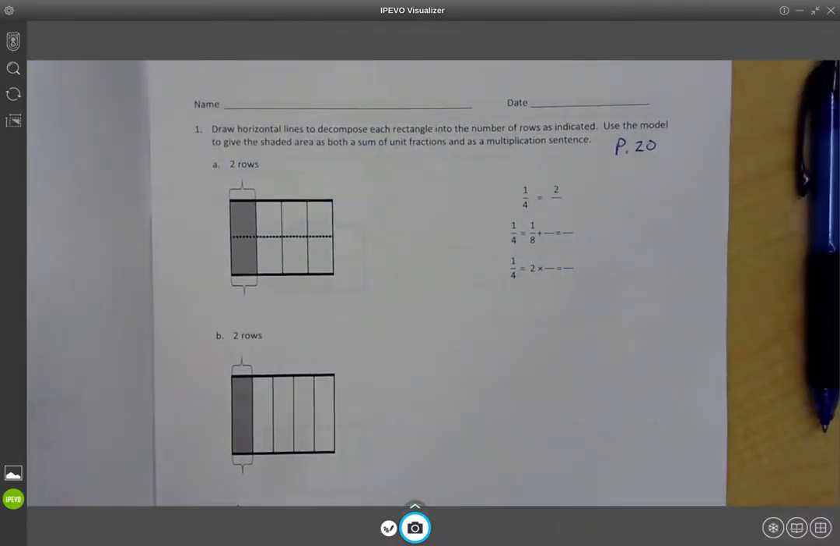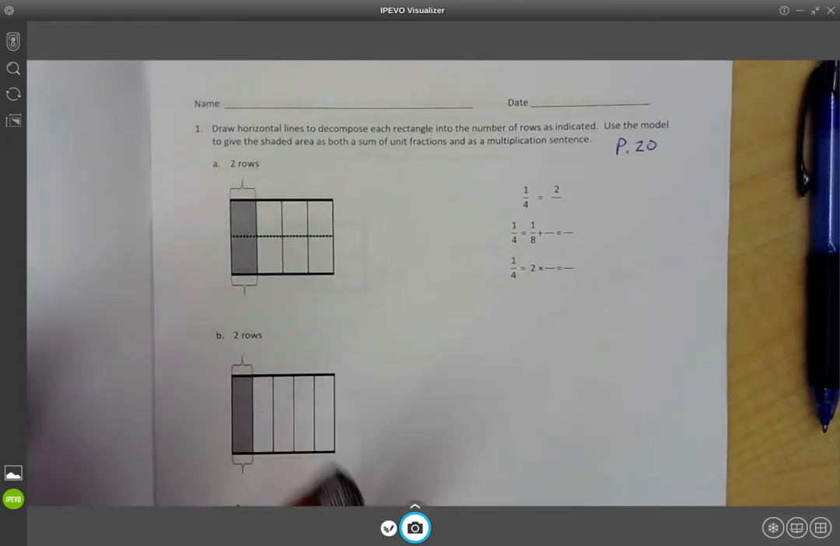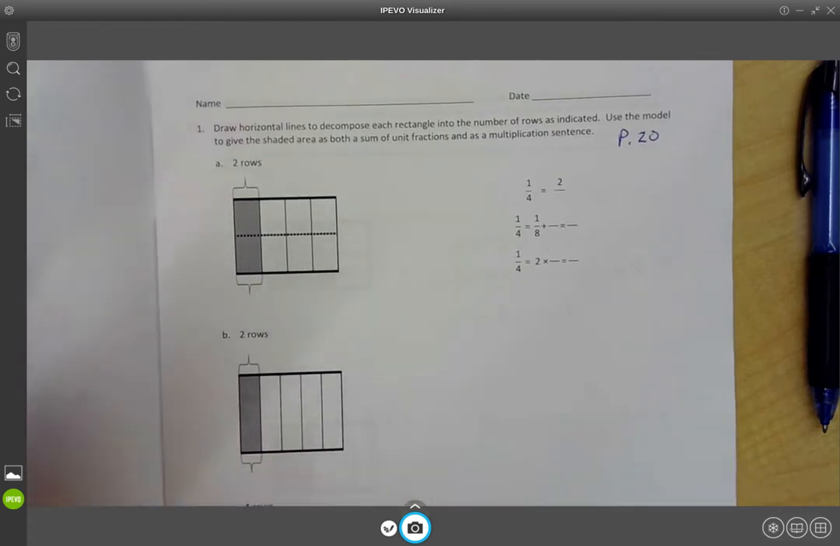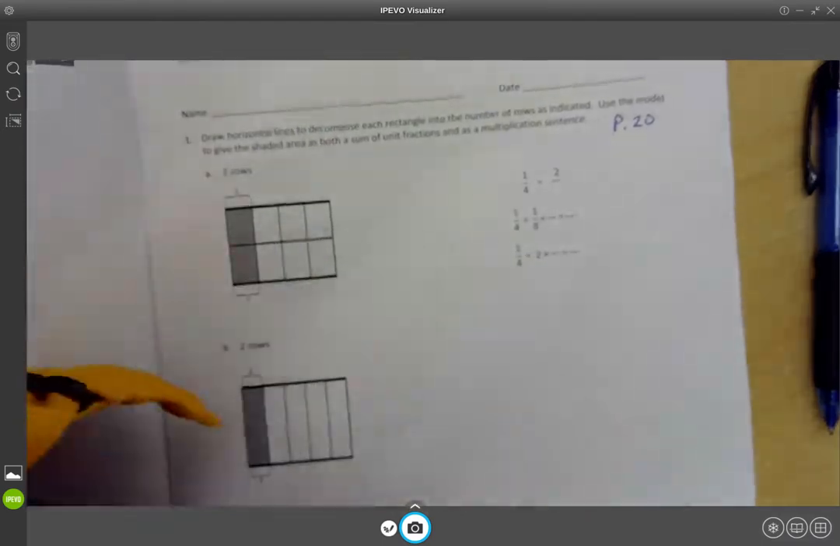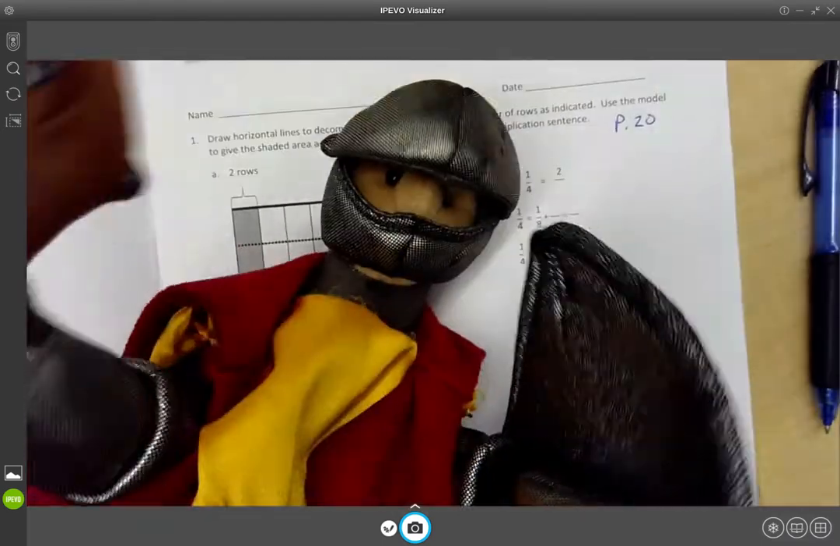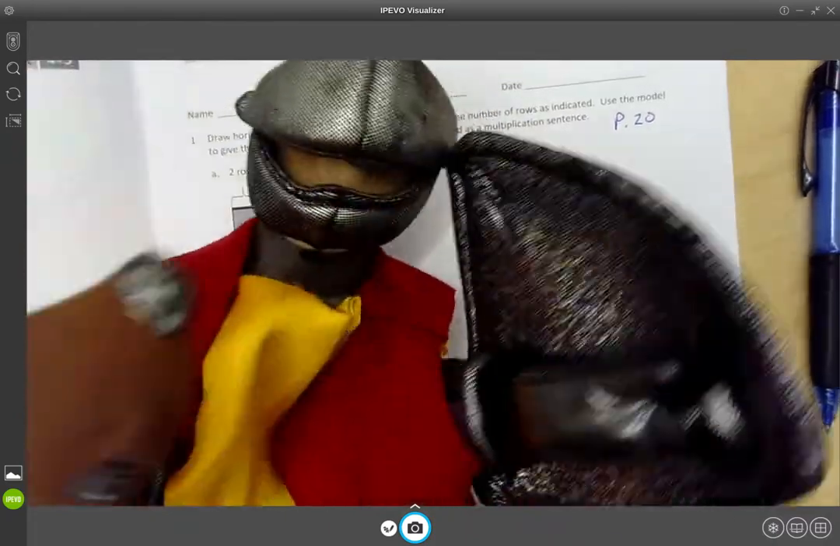All right, it says draw horizontal lines to decompose each rectangle into the number of rows indicated. Use the model to give the shaded area as both the sum of unit fractions and as a multiplication. I don't look at it. Deep breath, tiny knight. I will be okay.